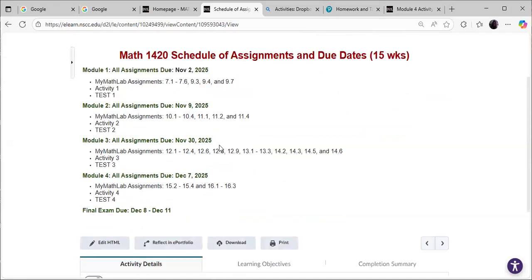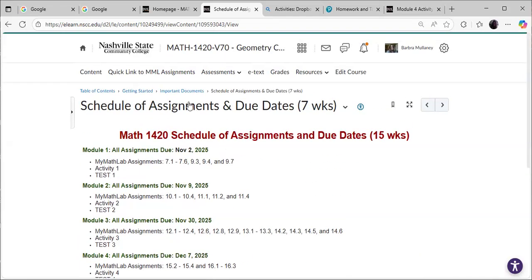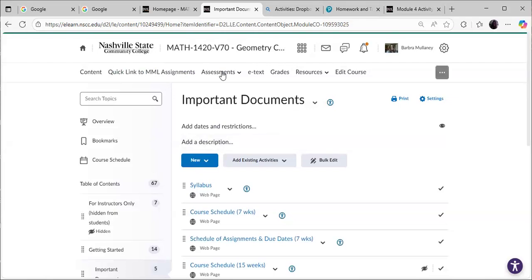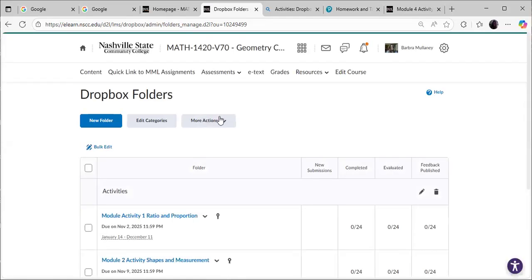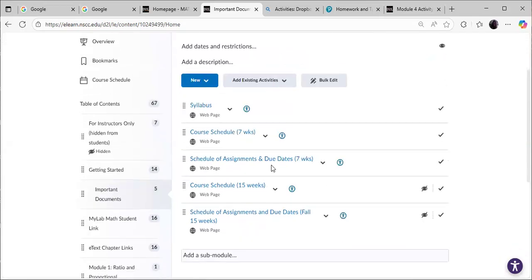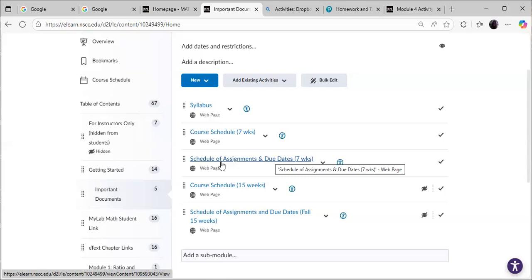That's awesome. I'm happy to send the schedule and the syllabus. Let's see, anything else you need? If you want, I could send a PDF of the first activity as well. All right. Now, let me go back to content and just make sure. We have in our important documents, we've got the syllabus, the course schedule, and the 7 weeks assignment and due dates. That's the big one right there. So I could send you those.